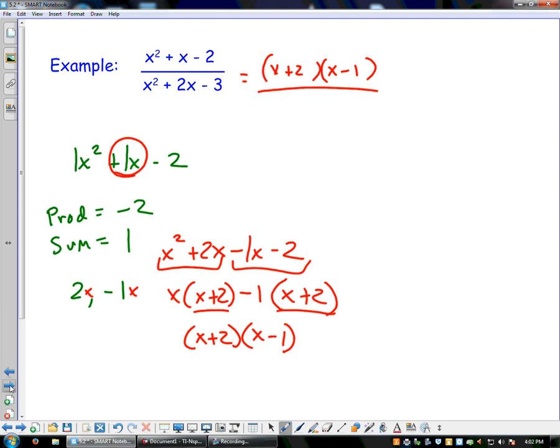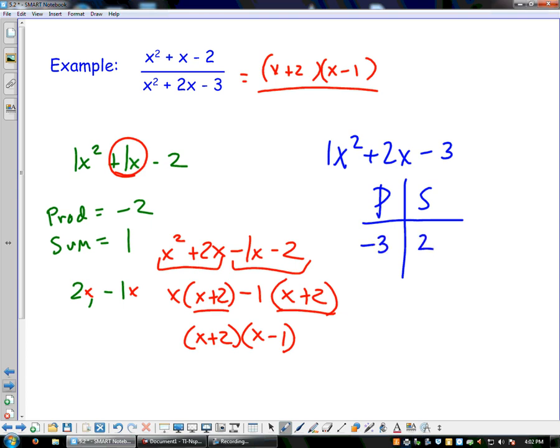Okay, so for the denominator, again, I'm going to walk you through product sum one more time on this one. So we're going to factor x squared plus 2x minus 3. If we do product sum in this case, again, my product is a times c, or negative 3. My sum is my b value, or positive 2. So two numbers that multiply to negative 3 but add to 2 in this case would give me a positive 3 times a negative 1.